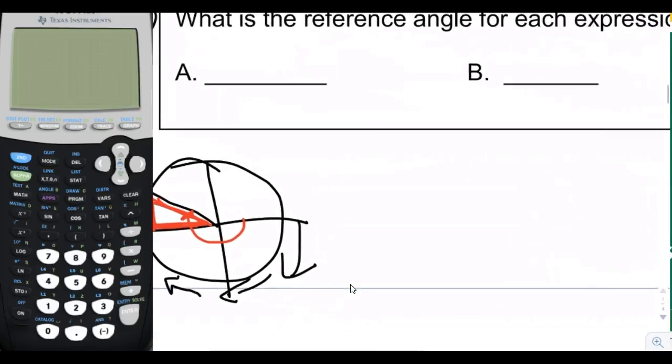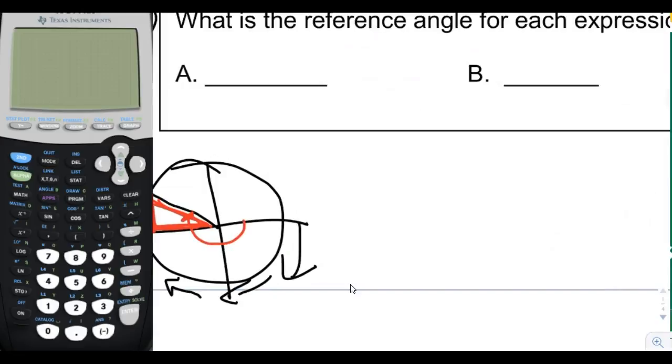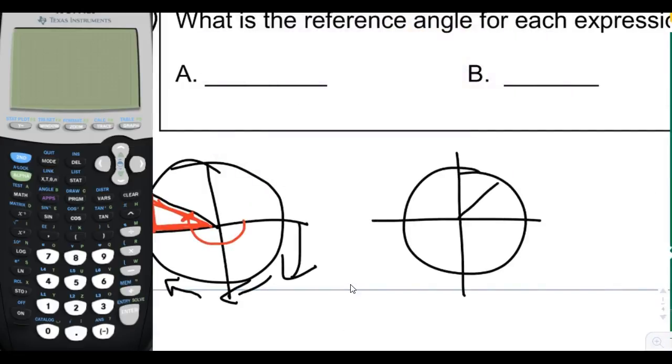Let's say you have an angle in the first quadrant. Where is the reference angle here? It's very easy: it turns out to be the same as the angle. The reference angle is simply the angle between the x-axis and the angle itself. Okay, that was an easy one.